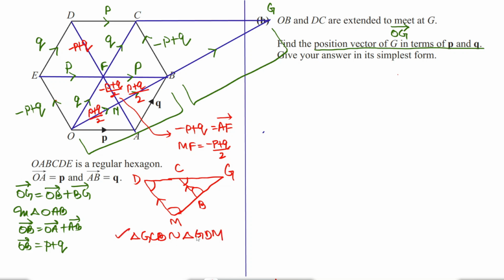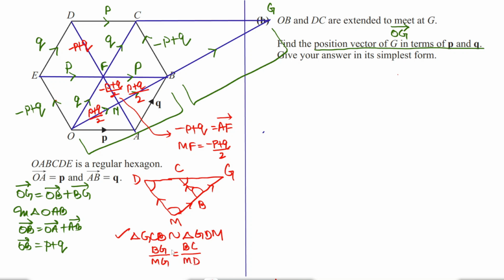Okay, so when the triangles are similar, the ratio of their corresponding sides is always equal. Corresponding means smaller triangle side over larger triangle side. If you see carefully, BG is the smaller triangle side over MG, which is the larger triangle side. On the other hand, BC is the smaller triangle side and MD is the larger triangle side.